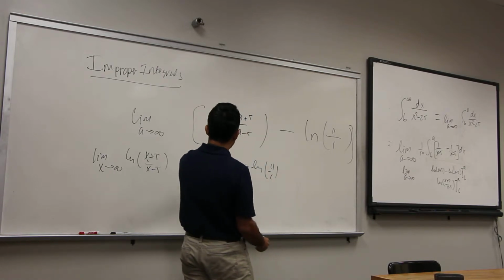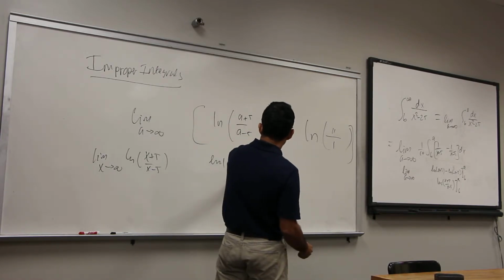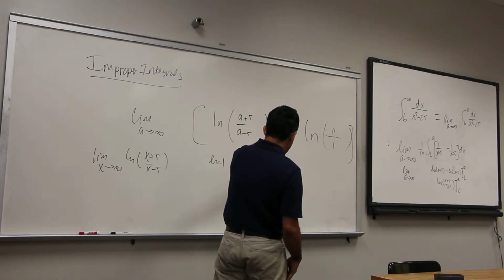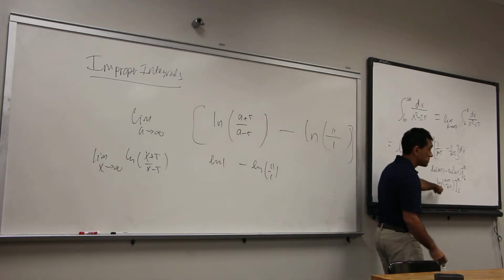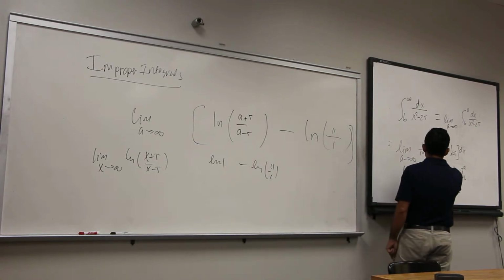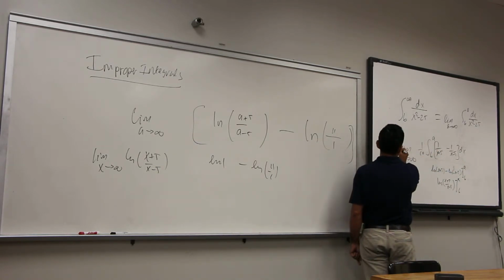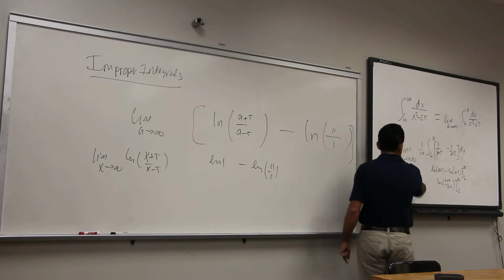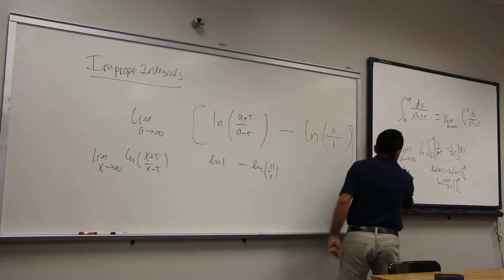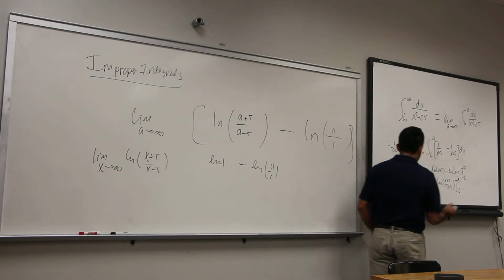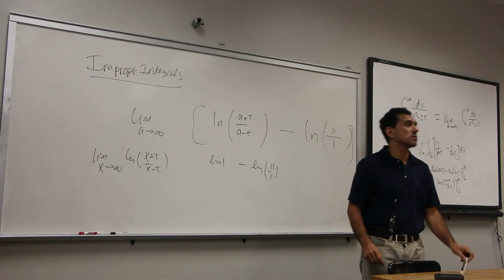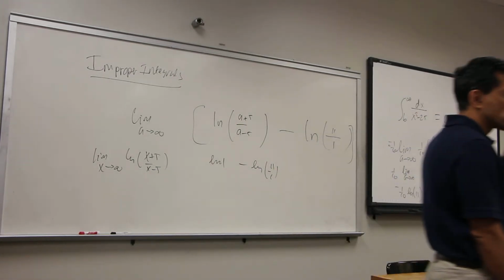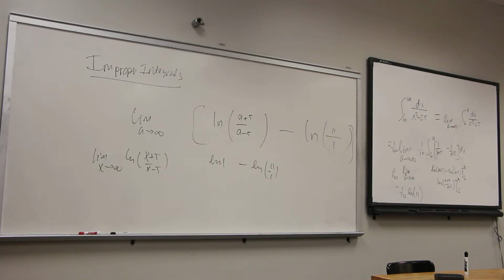So this is minus ln of 11 over 1, times 1/10. So 1/10 times negative ln of 11. Convergent.